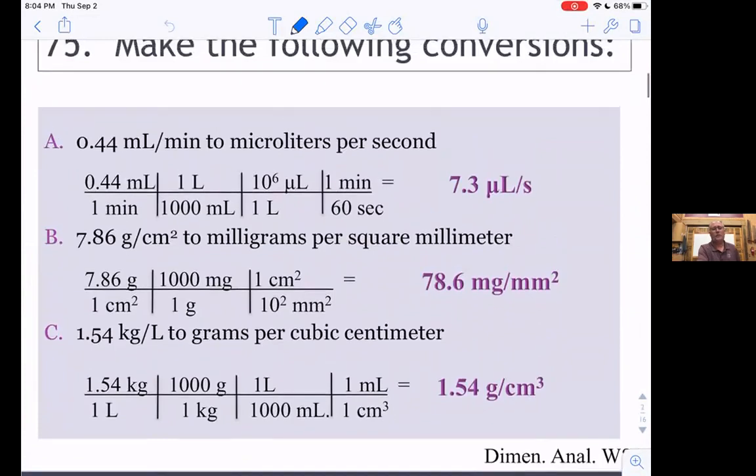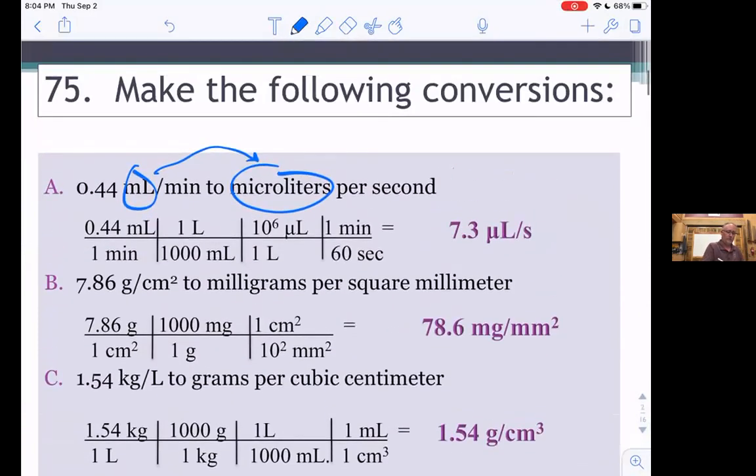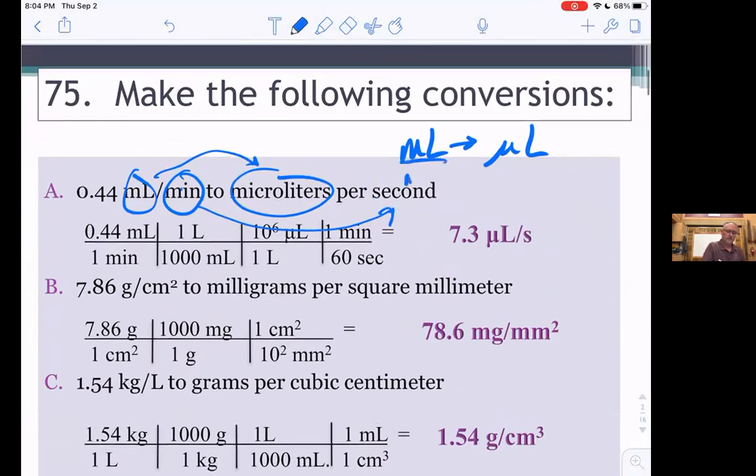Looking at this first problem, this was simply some metric conversions. You're changing milliliters per minute to microliters per second. It is a dual conversion. So you would be changing milliliters to microliters, and a microliter, micro is that mu. And then you are changing minutes to seconds. So in the denominator, you're doing minutes, and then you would change that to seconds. So you're doing 2 different conversions there.